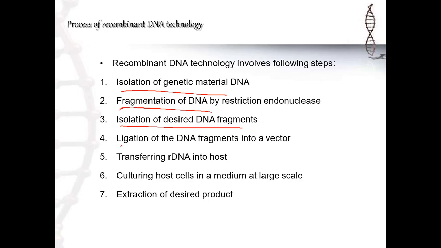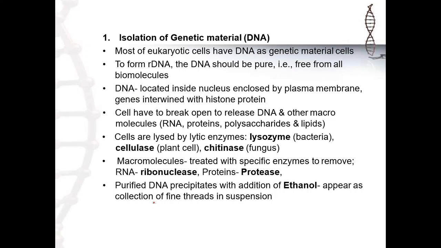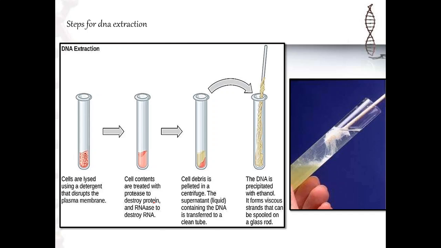Then, once we select the particular genes, ligation of DNA fragments into a vector. We insert into the vector the genes that we need to express in the host. Then, transferring the recombinant DNA into the host. Then, culturing the host cells. We let them multiply. At a medium to large scale, the extraction of the desired product. We multiply it, okay? So, the earlier one.